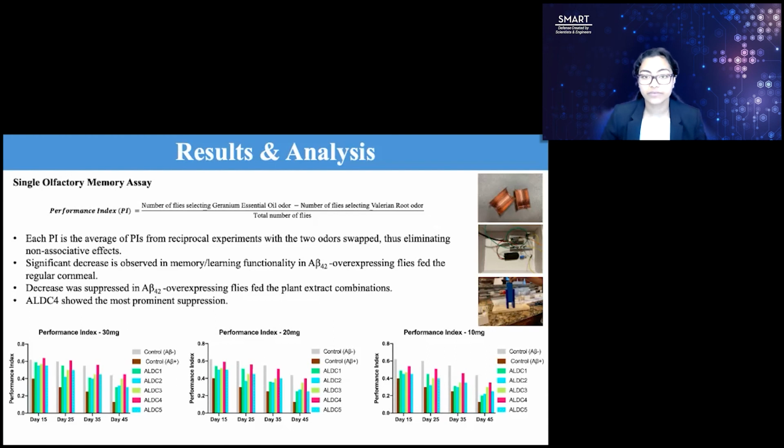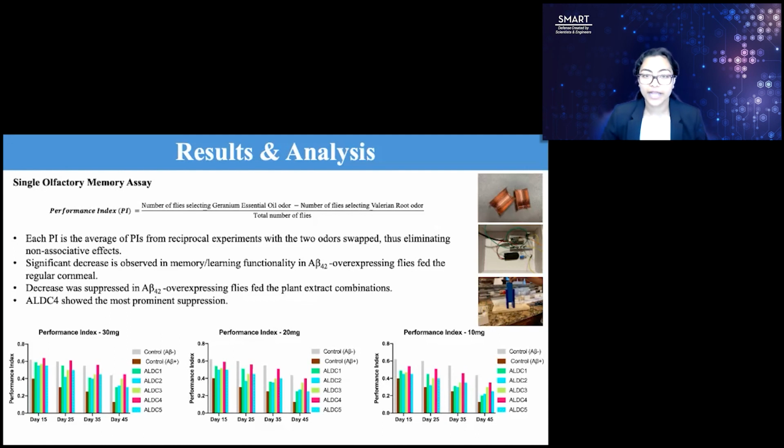I then move the elevator down to the choice point, where they are exposed to both odors without any electric shock for around 2 minutes. And so the distribution of flies towards each odor was recorded, and performance index for each odor was calculated. So performance index is calculated by subtracting the number of flies that selected each odor in the choice point and dividing that by the total number of flies.